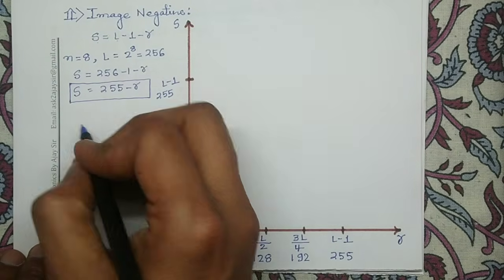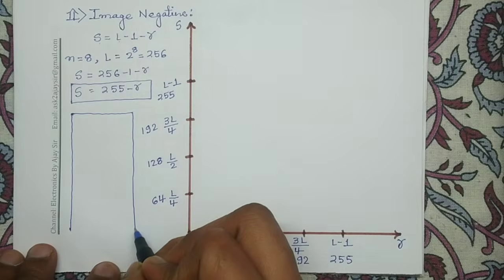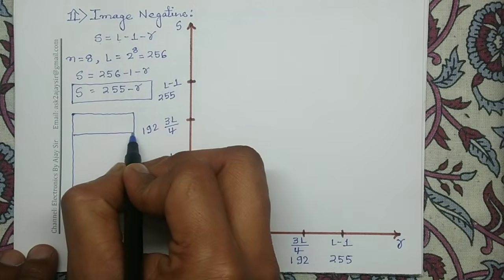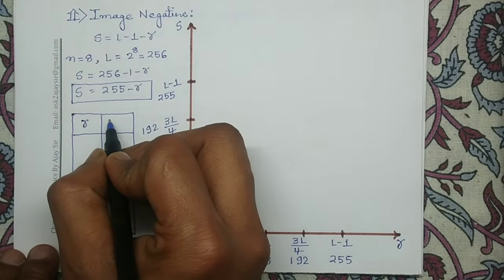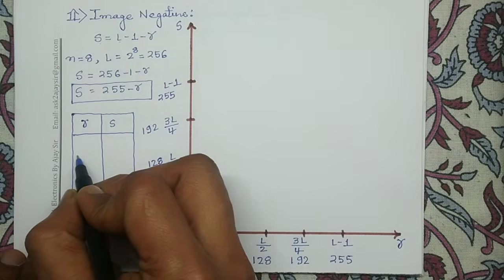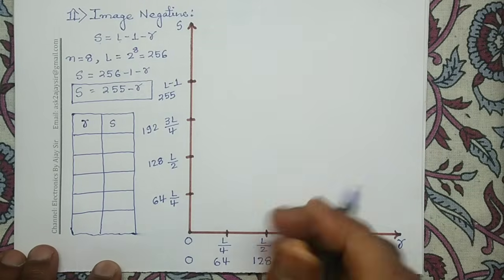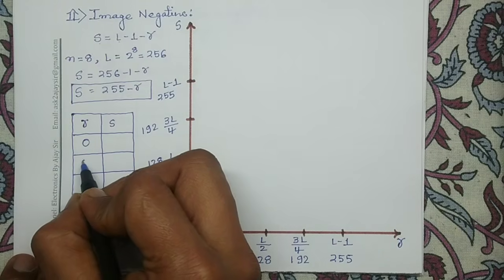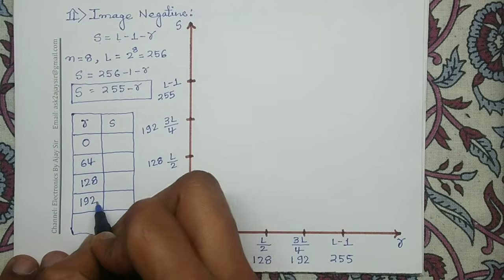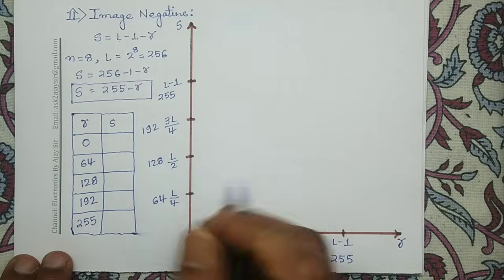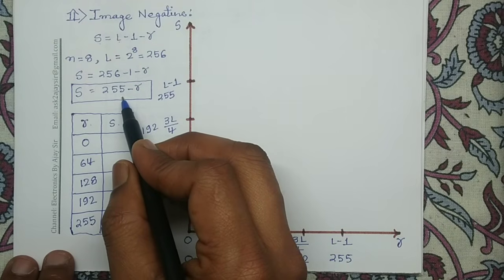Next we will draw a small table. On this side we will write the input intensity level R and on this side the output intensity level S. For R, we take the critical points 0, L/4 that is 64, L/2 that is 128, 3L/4 that is 192 and L-1 that is 255. Now we will determine the value of S for each value of R using the equation S = 255 minus R.